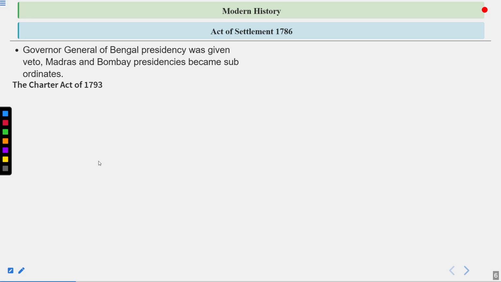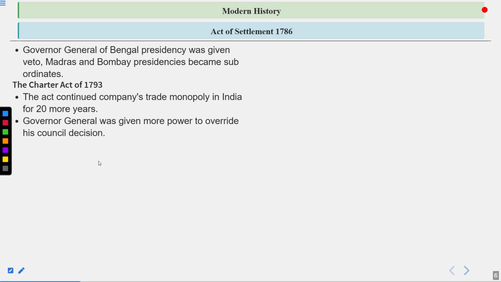The Charter Act of 1793. And why was this veto given? Because Cornwallis wanted it, the new Governor General that was to be introduced into the Indian subcontinent. The Act continued the company's trade monopoly in India for 20 more years. That means up to 1813.